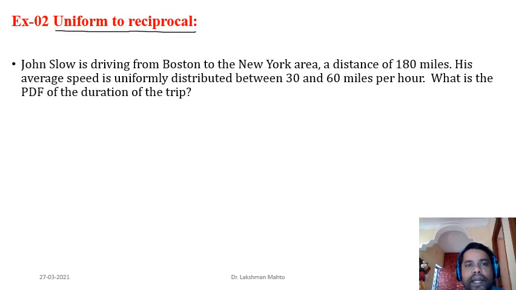So another question is that you are having a uniform random variable x. That means what is the density of this x? The density of x is given. It is uniform. X is what? It is talking about distance.